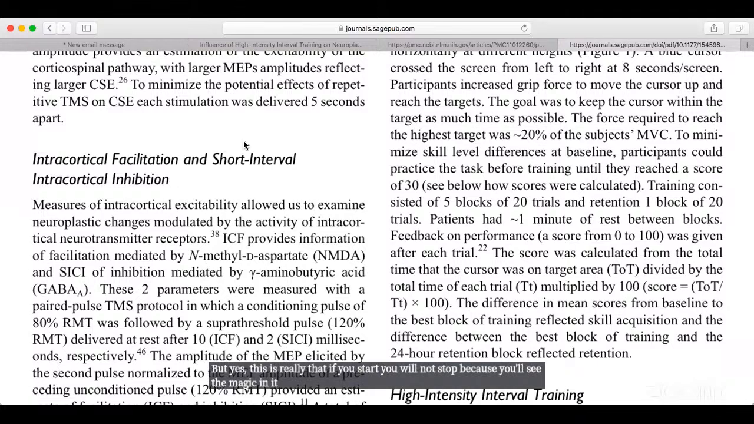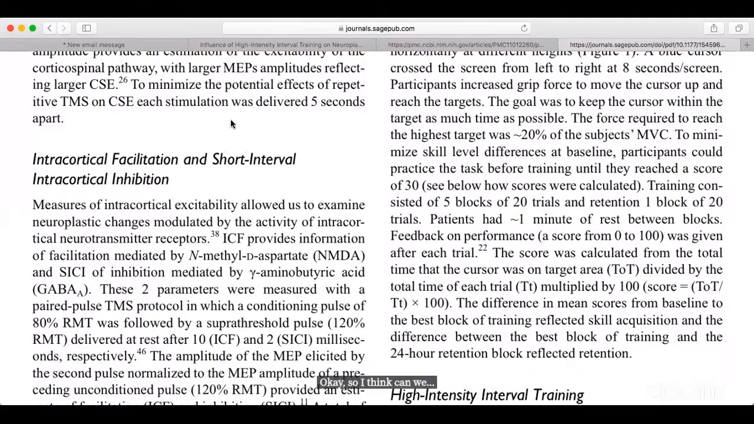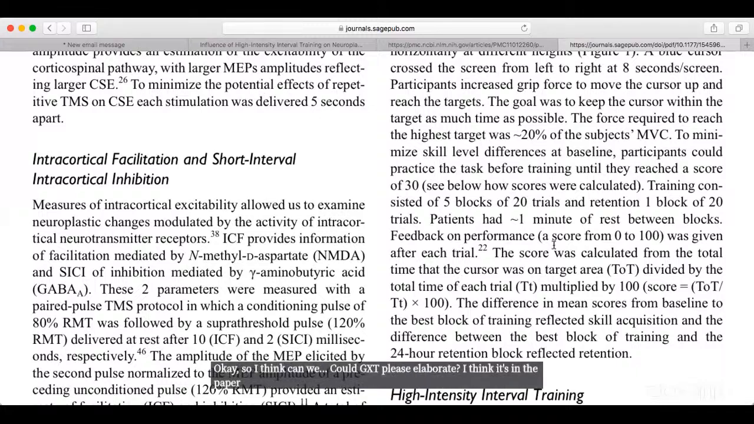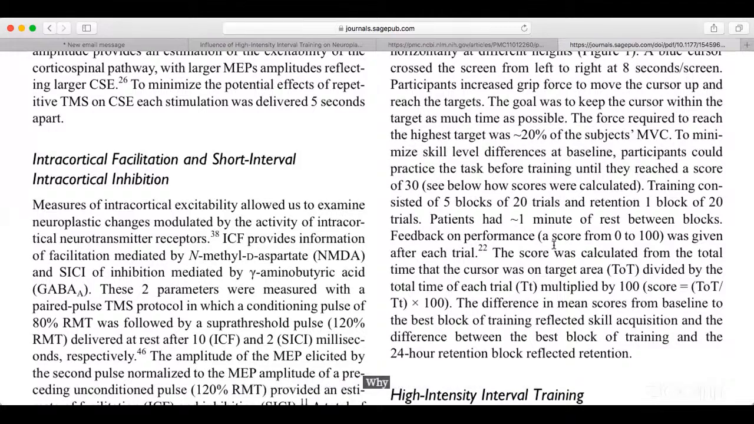Okay, so could GXT please elaborate? I think it's in the paper. As I've said myself, I'm studying it more. I will not just go and apply it to patients. But I think what we'll do, Dr. Jibril, these papers that we are looking at, why don't you begin to pick this kind of interventions that have been shown to be effective?